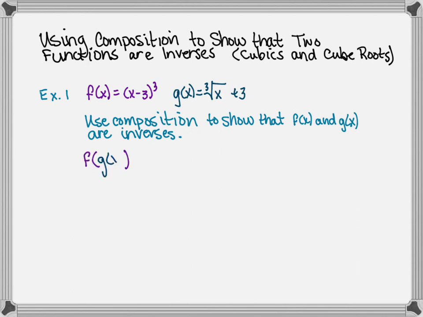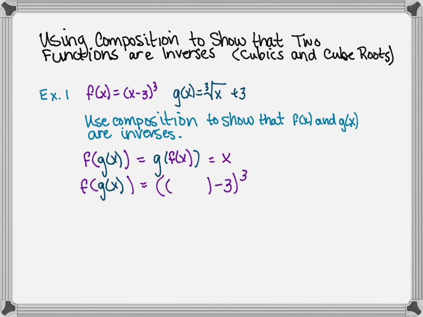So remember, to do this, we must show that f of g of x equals g of f of x, and they both equal x. So first we'll find f of g of x. I'm going to start by writing my f function, but I'm going to put parentheses where my x is, and then I'm going to substitute my g of x function in for x. So I have the cube root of x plus 3, minus 3, all cubed. And we'll simplify this.